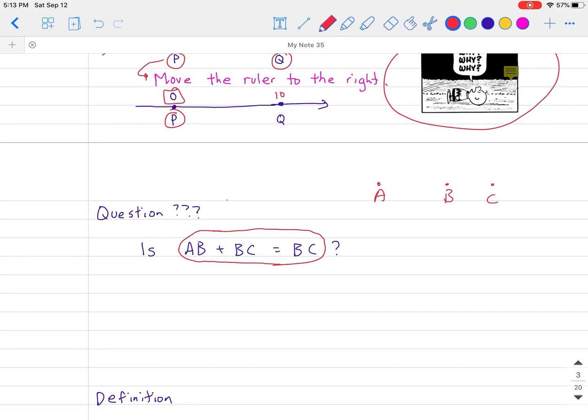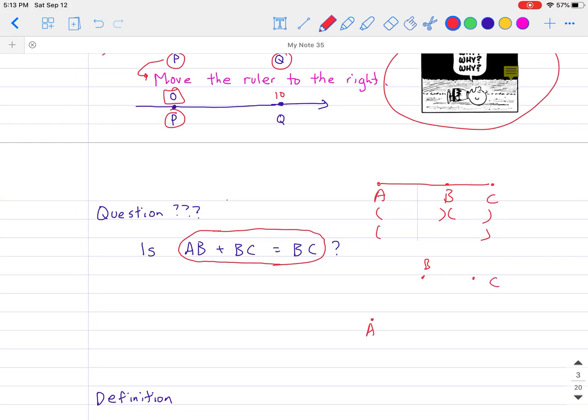Well, one might think, okay, if A is located over here and B is located over here and C is located over here, that definitely looks like it's true because this piece over here plus this piece over here is going to be equal to the big piece over here. Well, that's only if they're on a straight line. That could be problematic. If they're not on a straight line, then that definitely cannot be true.